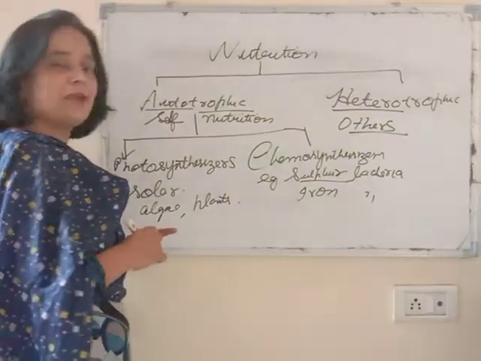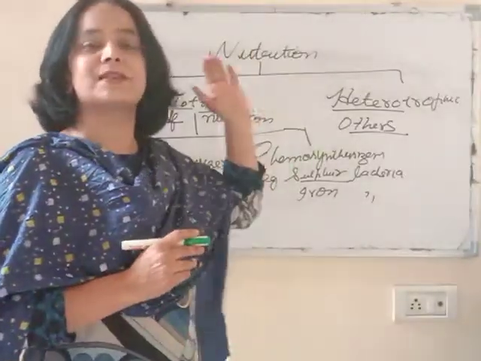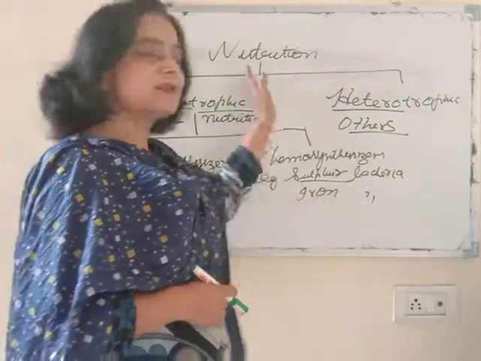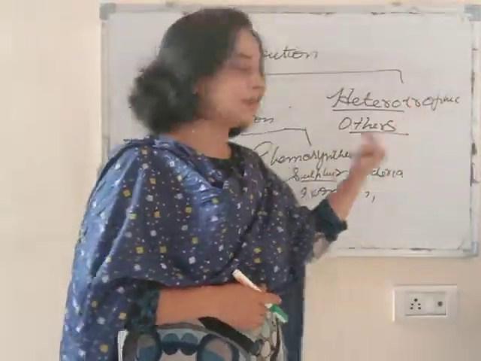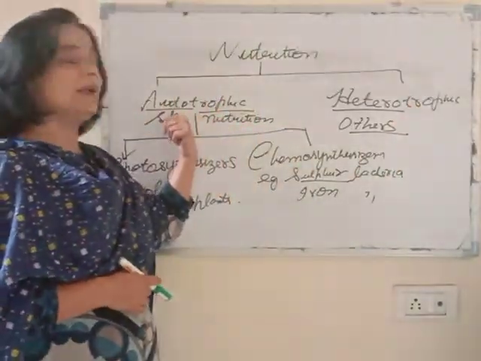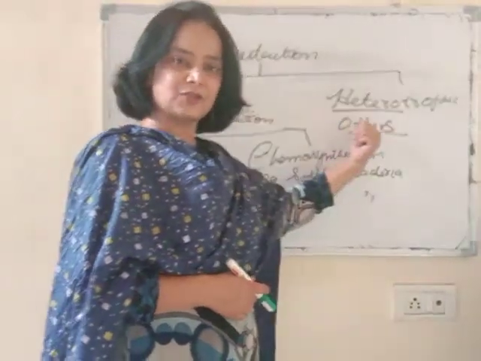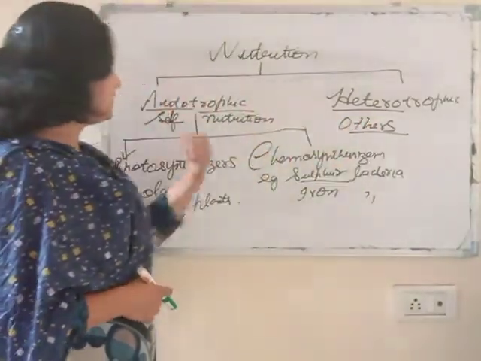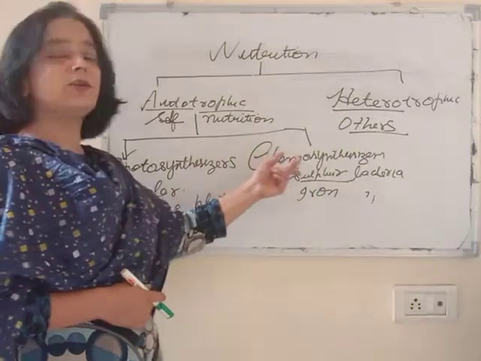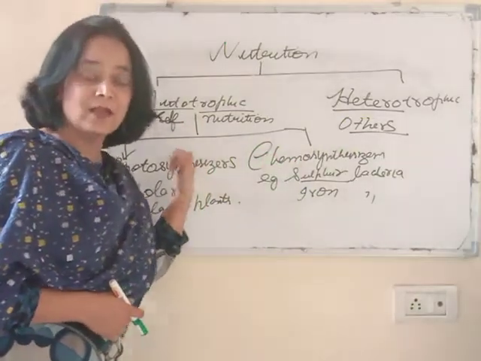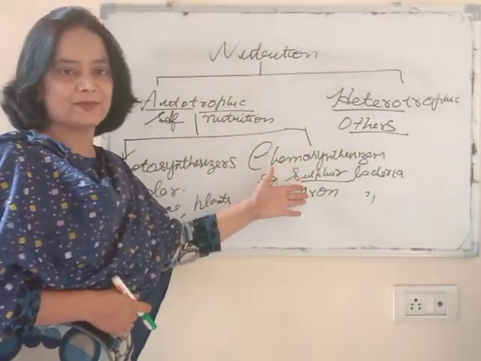So this is a brief synopsis of what nutrition is and the types of nutrition. Nutrition can be broadly categorized into autotrophic and heterotrophic. Autotrophic is further classified into chemosynthetic autotrophs and photoautotrophs, with examples as well.